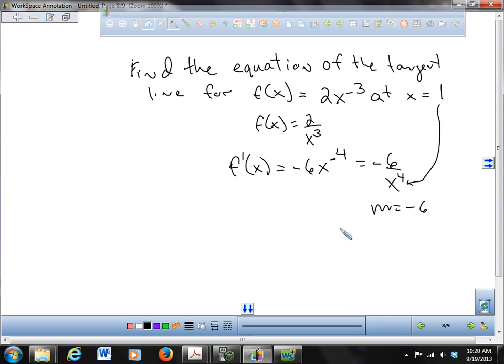The slope is -6, right? And then to find the equation of the tangent line, y minus y1 equals m times x minus x1. Some of you left your answers on the test in point slope form, which is just fine. So y minus y1. How do I find y1? Where do I plug it in? Into the original equation. That's a mistake that people make all the time.